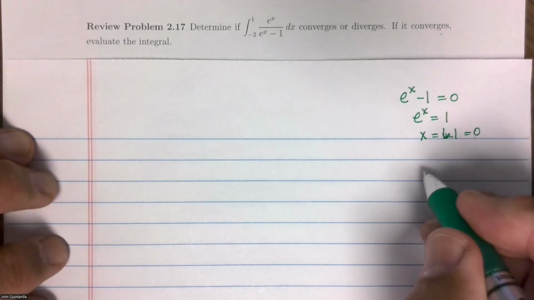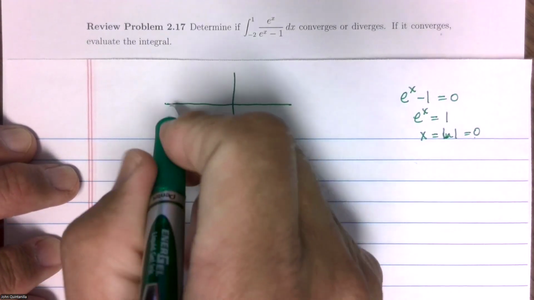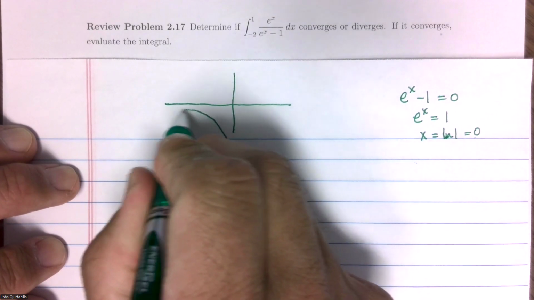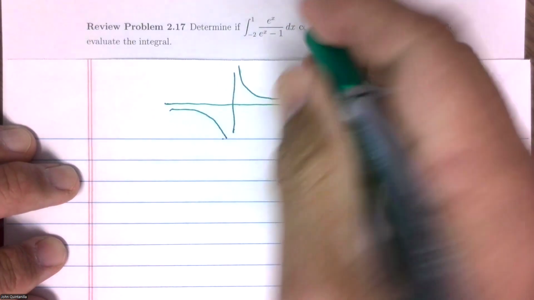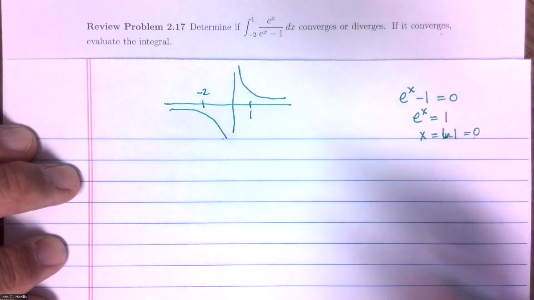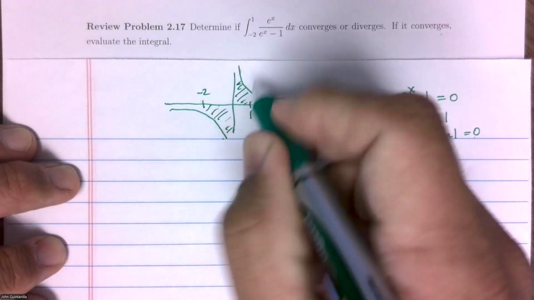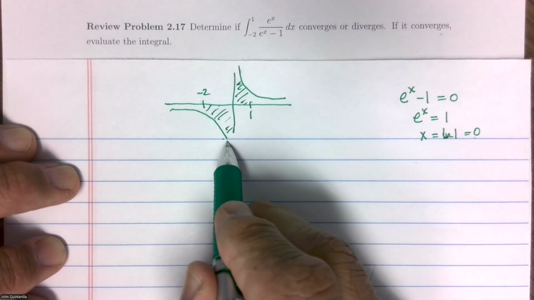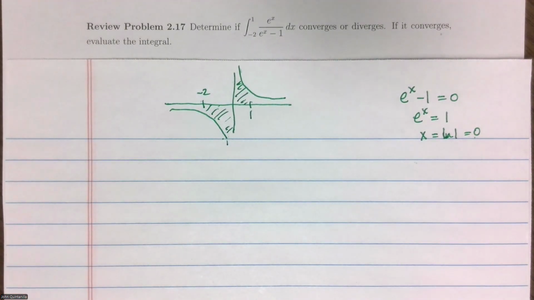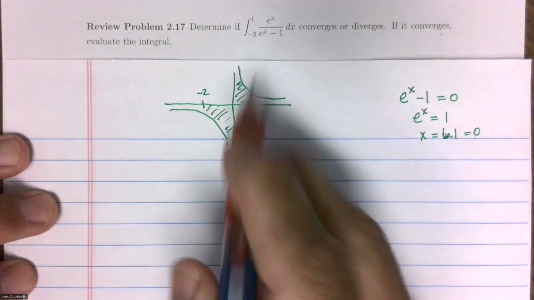The function blows up. If I were to try to graph this function, it would look something like this. It would blow up like this. Here's -2, here's 1, and I'm trying to find the area under the curve here, but the curve goes on infinitely in both directions. So this will require some work to figure out what this integral actually is. To proceed with this problem, I use the definition for an improper integral.